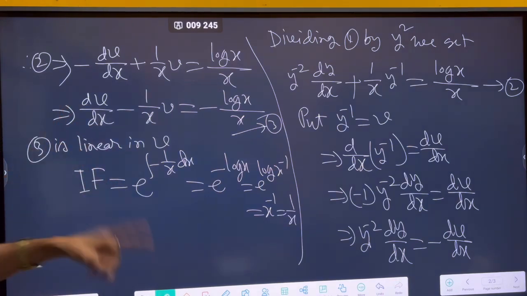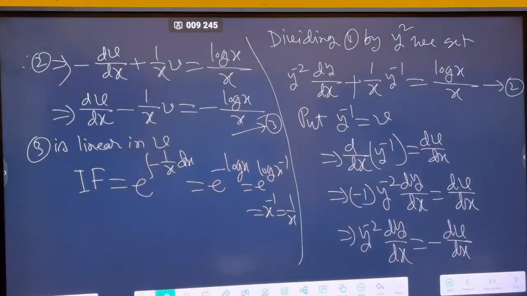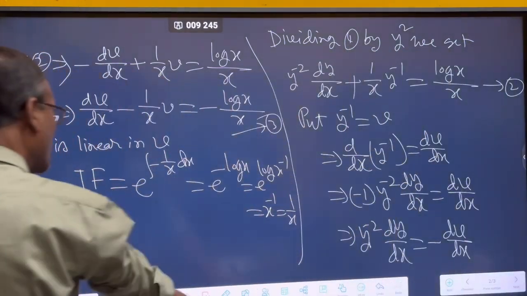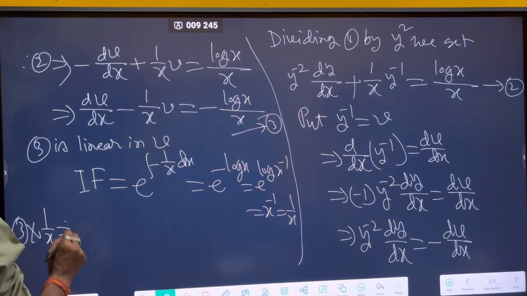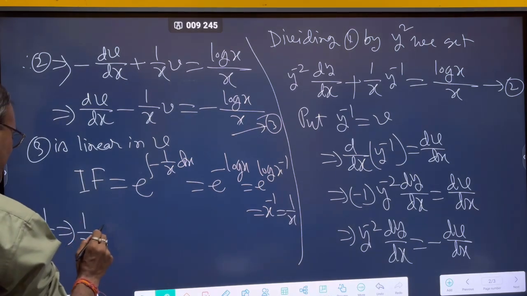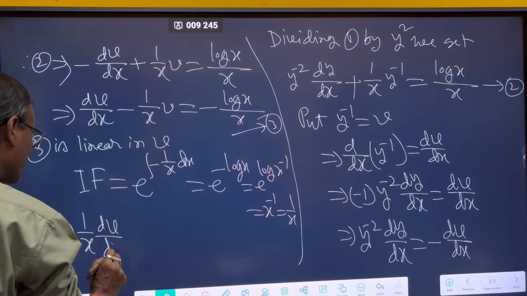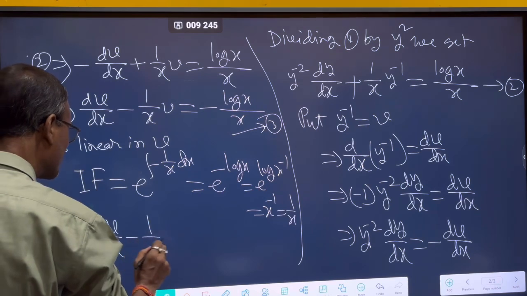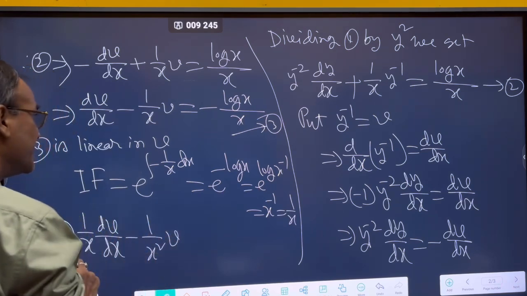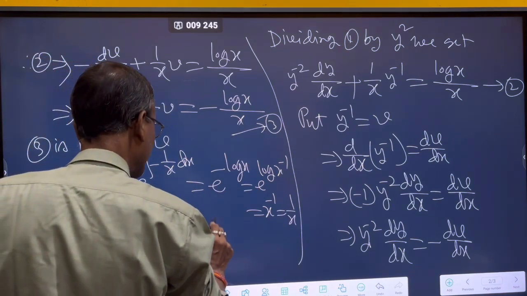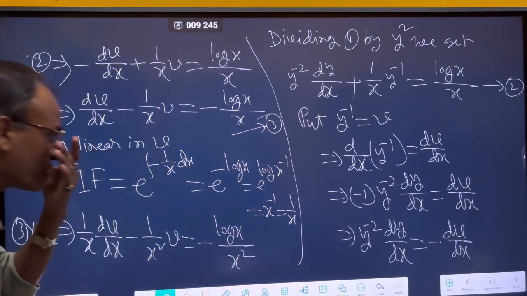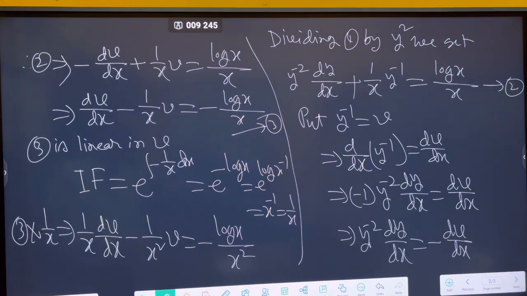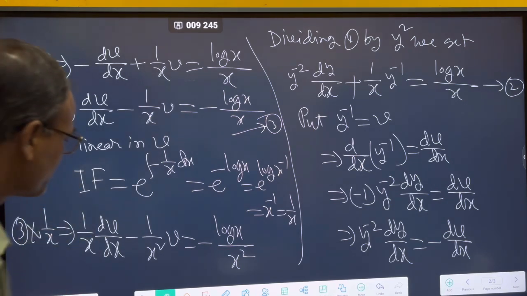Now multiply 3 by 1 by x. This implies 1 by x dv by dx minus 1 by x square v equal to minus log x divided by x square. You will get this one.